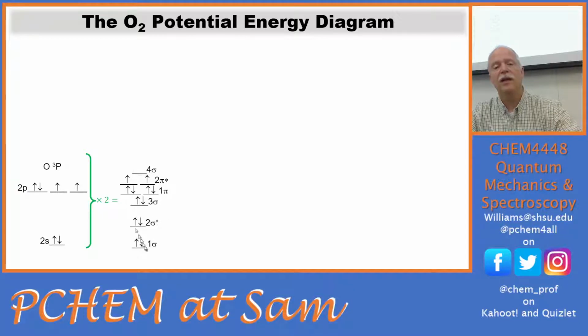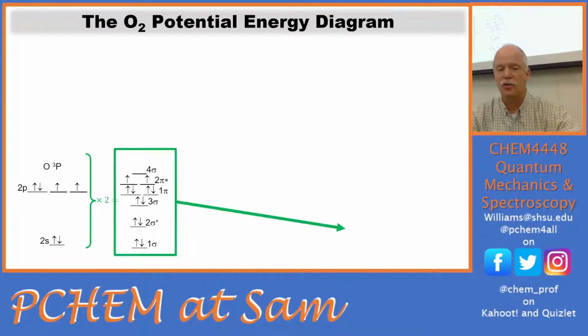And this is the ground state for the molecule. Notice the ground state of the molecule has 2 unpaired electrons. So what is its multiplicity? On the count of 3, everybody say it out loud. Its multiplicity, if it has 2 unpaired electrons, is 1, 2, 3. 3 or triplet. Yeah, it's a triplet. So the ground state of O2 is a triplet.